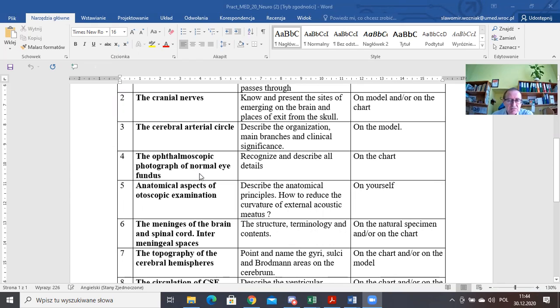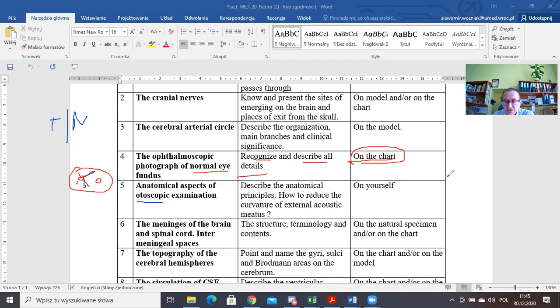Ophthalmoscopic photograph of normal eye fundus. So the fundus: recognize if you've got the right or the left, and describe what you've got on the fundus on the chart. Okay, so what you've got here, arteries and veins. You have to describe when you've got temporal aspect, nasal aspect, so medial, lateral. You have to describe on the chart.